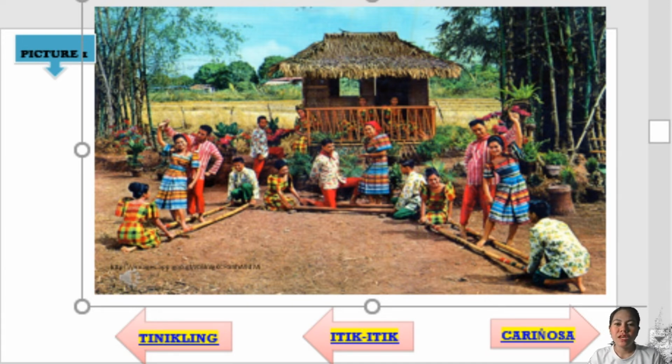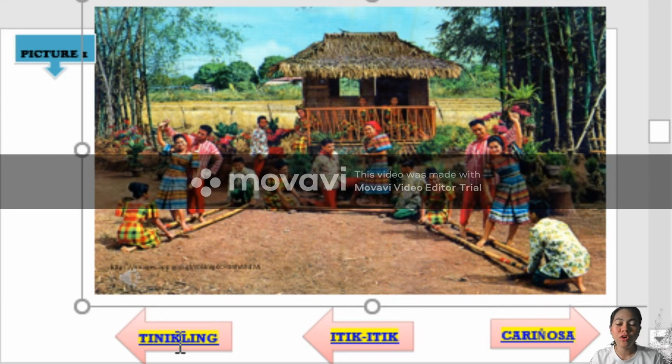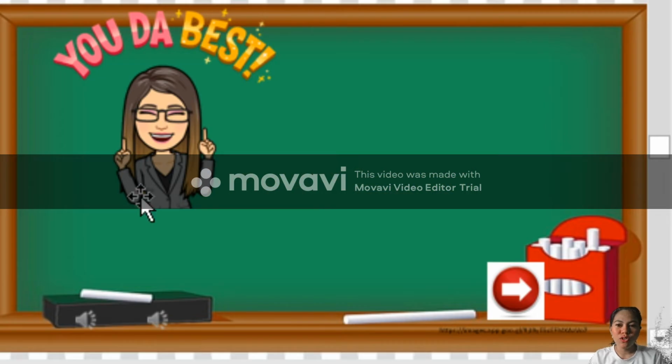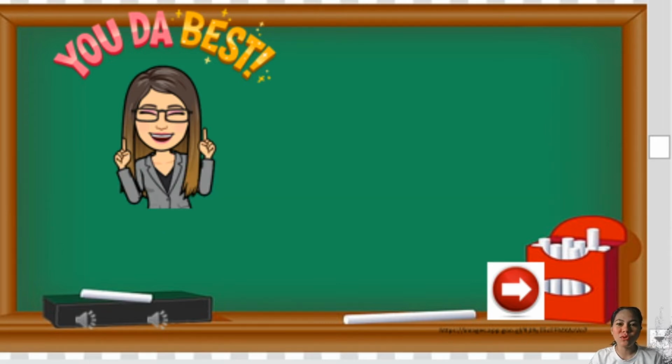So, ito po. When I click tinikling, yun po. So, meaning to say, that is correct. So, nakalink na po siya dito. This is the third slide. So, how are we going to do that one?